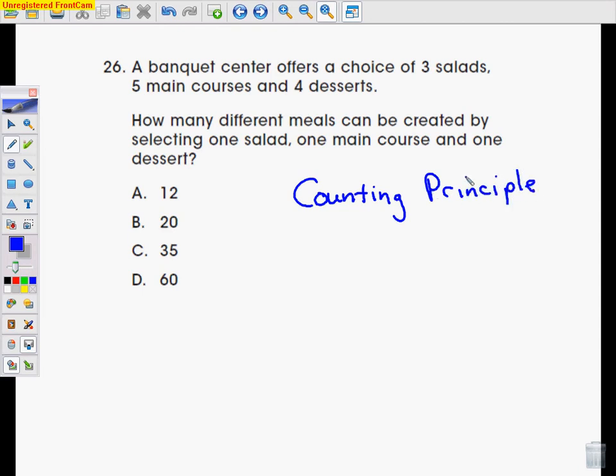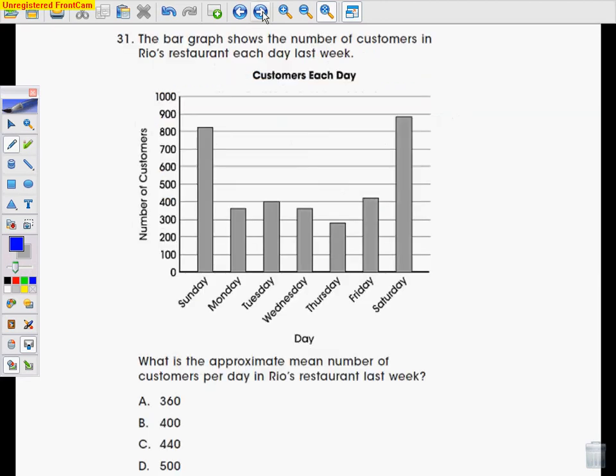And the counting principle says that you could find out how many combinations you could actually have by multiplying all of the number of choices together. So here we know that there are 3 possible choices for salads, by 5 possible choices for the main course, times 4 possible choices for the desserts. When you multiply those 3 numbers, that's a total of 60. So there are 60 possible different meals that you could do. Okay? All right, number 31.